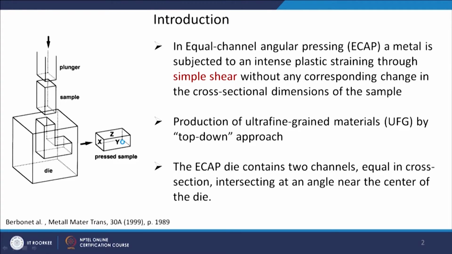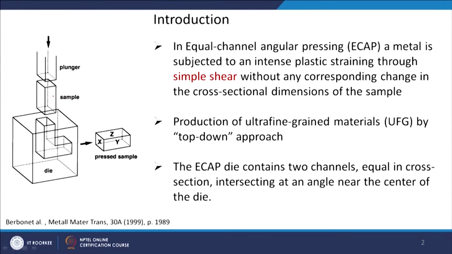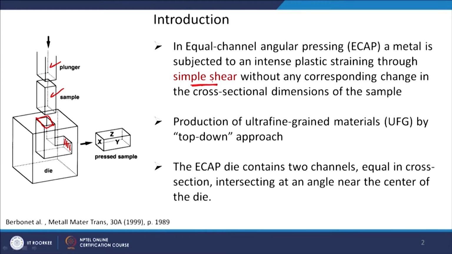In equal channel angular pressing, as the name suggests, there are two channels, these two channels are equal, and there is an angle between them. If you see this diagram, this is my sample, this is the plunger with which you are pressing the sample, and the die consists of this channel through which the sample is going to go. The cross sectional areas of both channels are the same, that is why they are equal, and then there is an angle in the channel. When the material takes a turn here, you are imposing a very high amount of shear deformation in the material, in the form of simple shear.